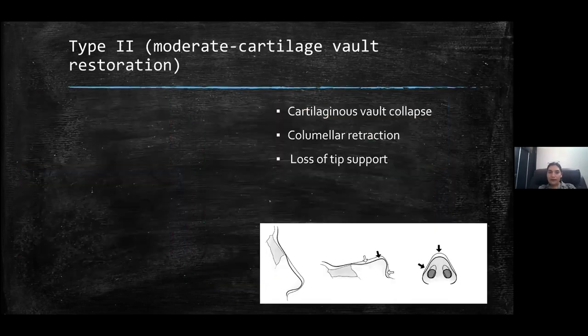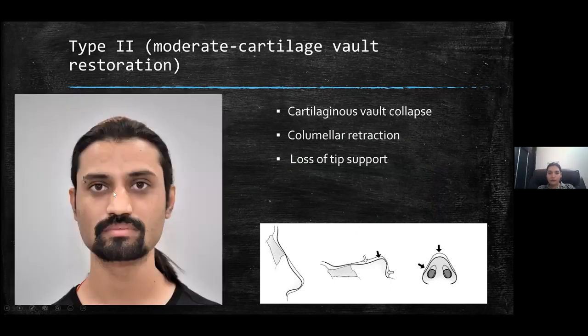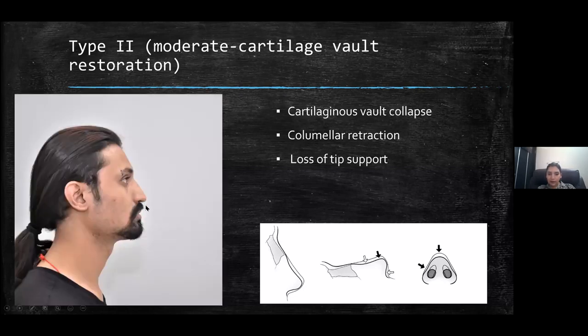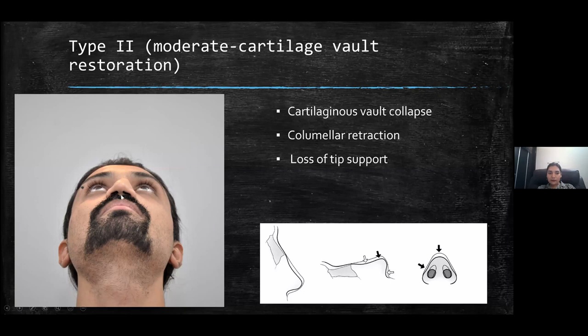Now the next type is type 2, which is the moderate type of saddle nose. Here, a cartilage vault restoration is mandatory. So as you can see in this patient, the cartilaginous portion, the middle third of this patient's nose has some kind of a deficiency. The septal support is lacking here. There is also a columellar retraction and the tip has drooped down, or there is a loss of tip support. Here you can see there's also some kind of alar weakening on the left side.